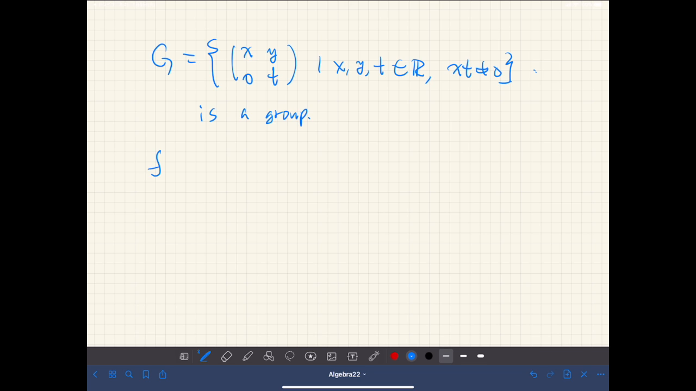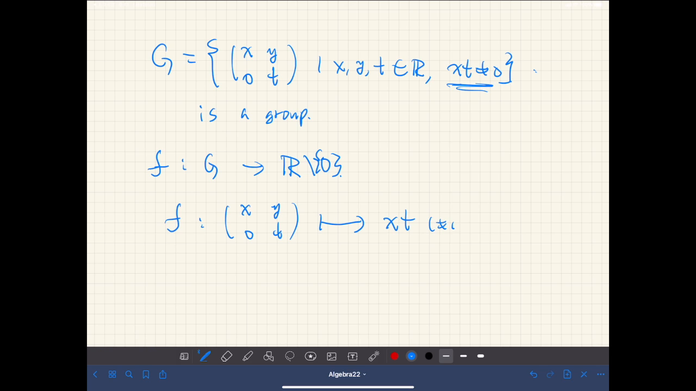And let's define a mapping F from G to non-zero real numbers by the following. So F of x, y, 0, t is mapped to xt. Of course, because of this definition, this is non-zero, by the way. And you should show that this is a homomorphism.